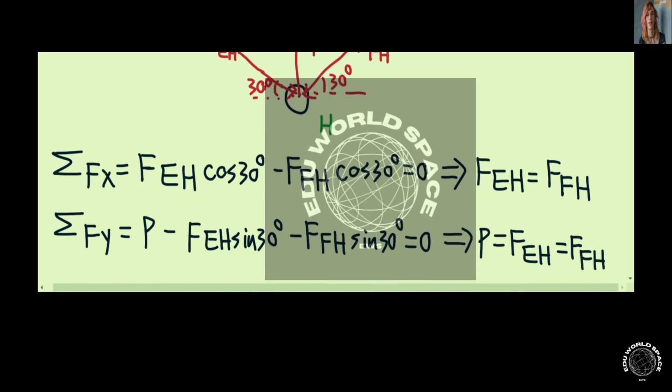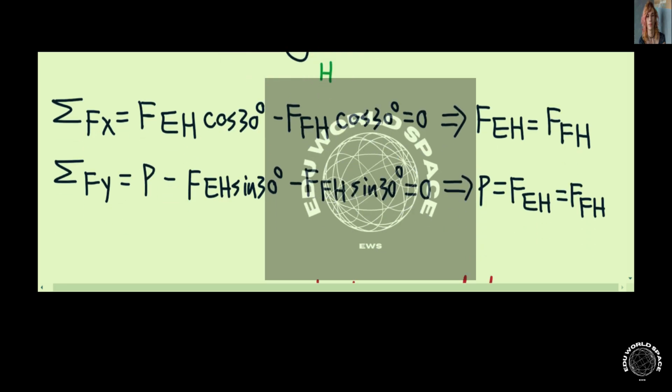So now let's take a look at the net force along the y direction, which is equal to P minus FEH sine 30 degrees minus FFH sine 30 degrees is equal to 0. And this will give us P is equal to FEH, which is equal to FFH, since sine 30 degrees is equal to 1/2. And since there are two sine 30 degree terms here, this will give us 1/2 times 2 is equal to 1. And this will give us P is equal to FEH and FFH.